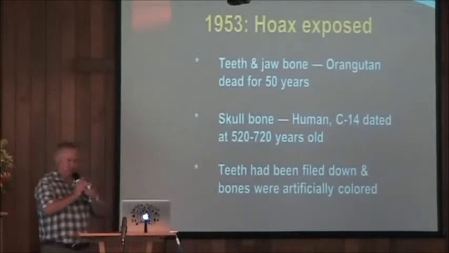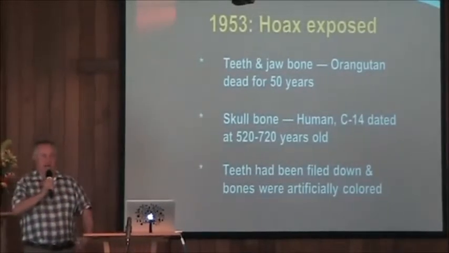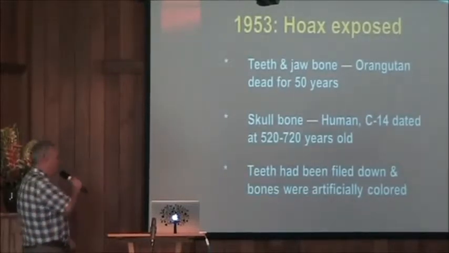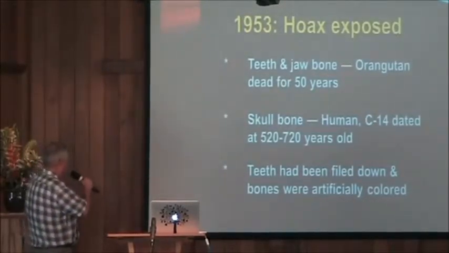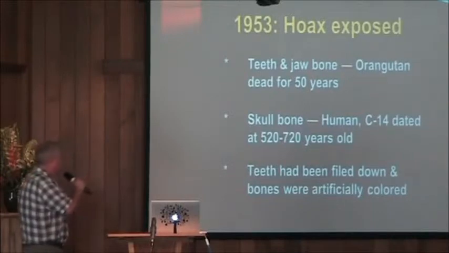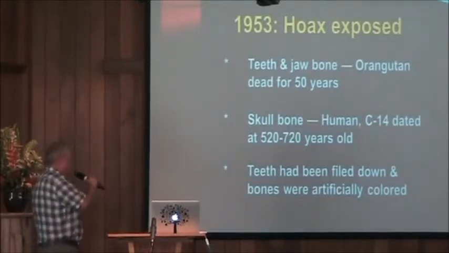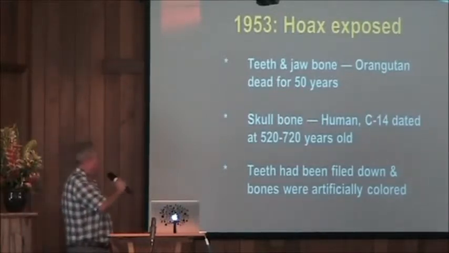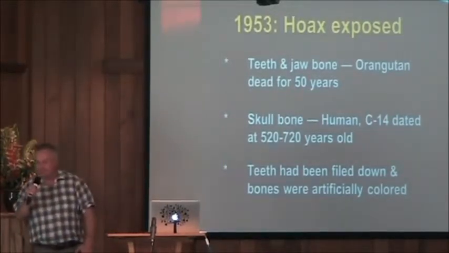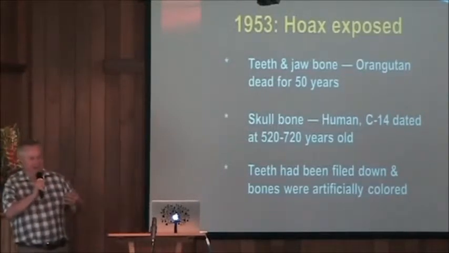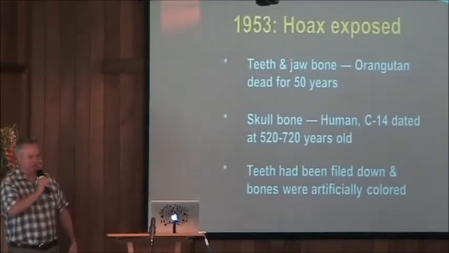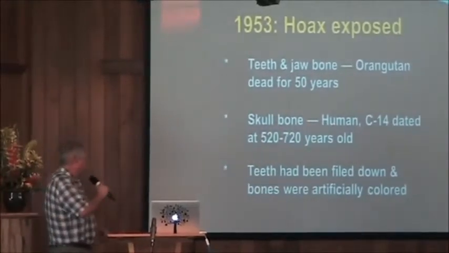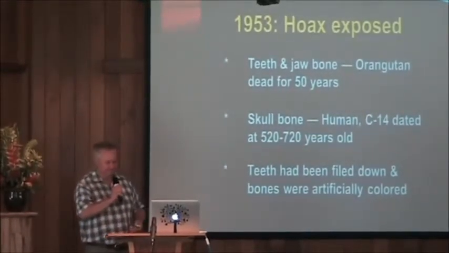In 1953, the hoax was exposed. Why? Better science. Better scientific methods. Teeth and jawbone were from an orangutan. The skull bone was from a human, about 520 years old. And the teeth had been filed down and the bones were artificially coloured. All of a sudden you had a better ability to discern truth and error. And we get this scenario.